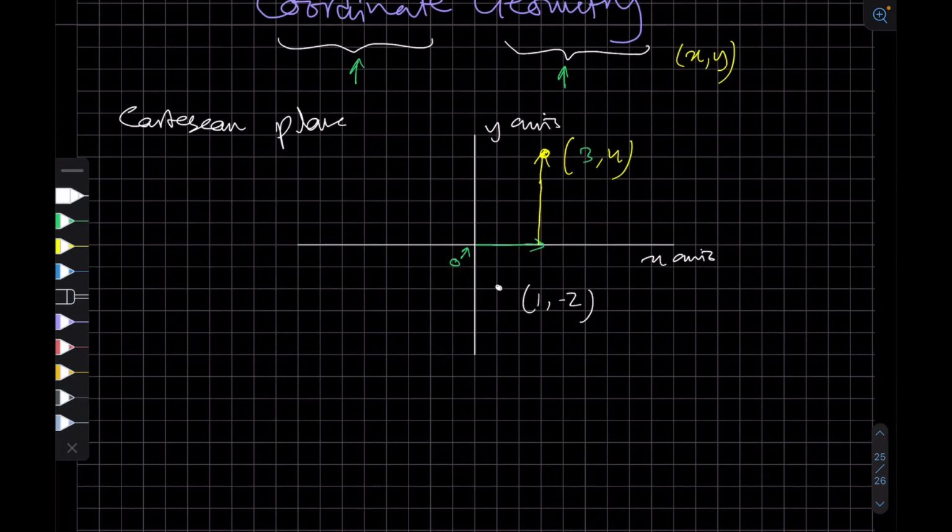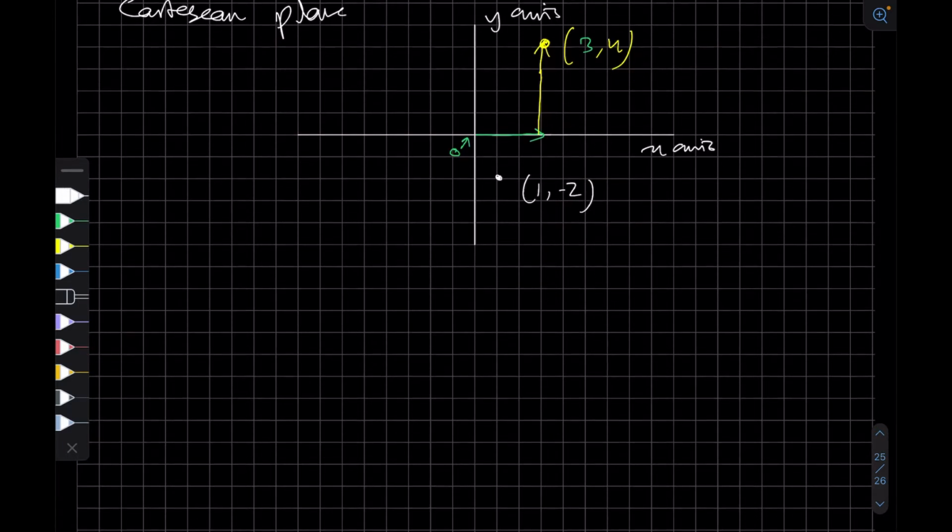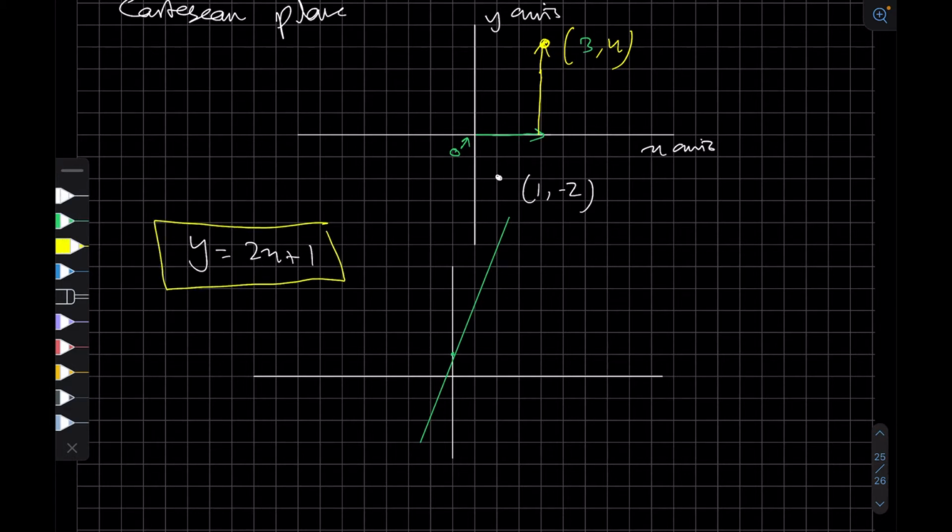All right, so now let's talk about lines. There are, let's say, y equals 2x plus 1, right? And if you were to plot this, it will look something like this. There you go, right?